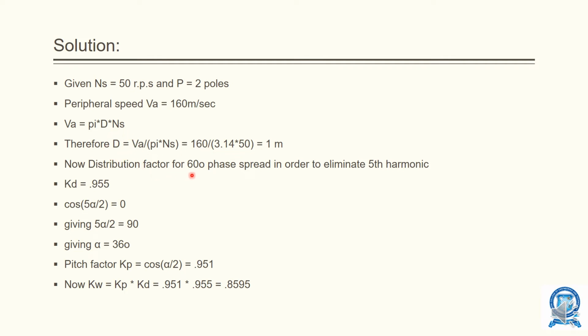Now distribution factor of 60-degree phase spread, in order to eliminate the fifth order harmonics, KD is equal to 0.955. So cos 5 alpha by 2 is equal to 0. So from this alpha is equal to 36 degree. So the pitch factor is cos alpha by 2, 0.951. So kW value is kp into kd. So we know the value of kp and kd. On substituting the values, you are getting kW is equal to 0.855. So kW is equal to 0.855 in order to eliminate the fifth order harmonics.